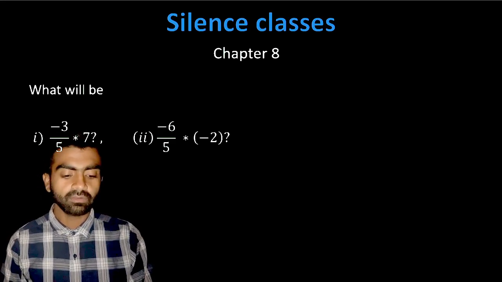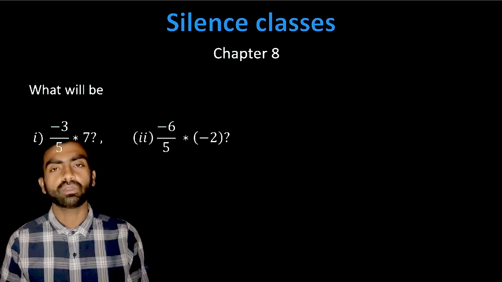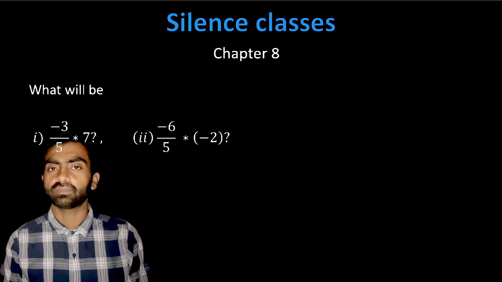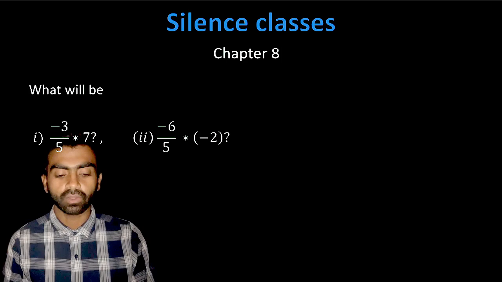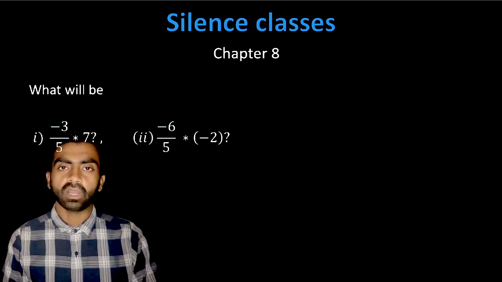What will be, means we have to multiply. This is very easy. Multiplication is very easy, because we don't have to take any LCM, we don't have to divide then multiply, no such things. Just what we have to do, we have to multiply. Over there in the introduction part I have explained how you have to do it.